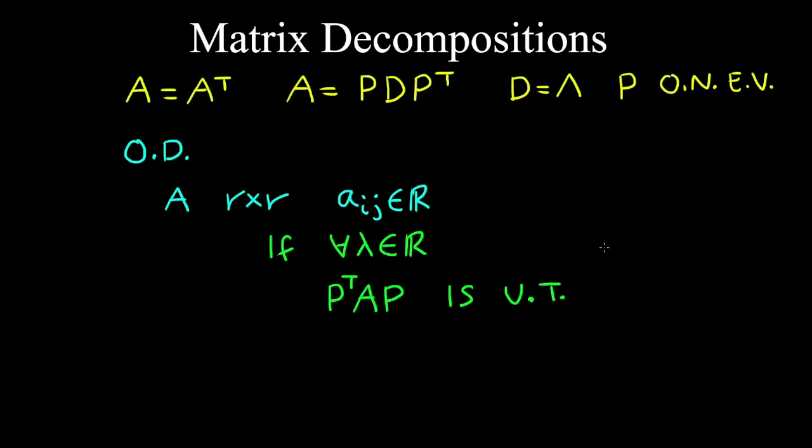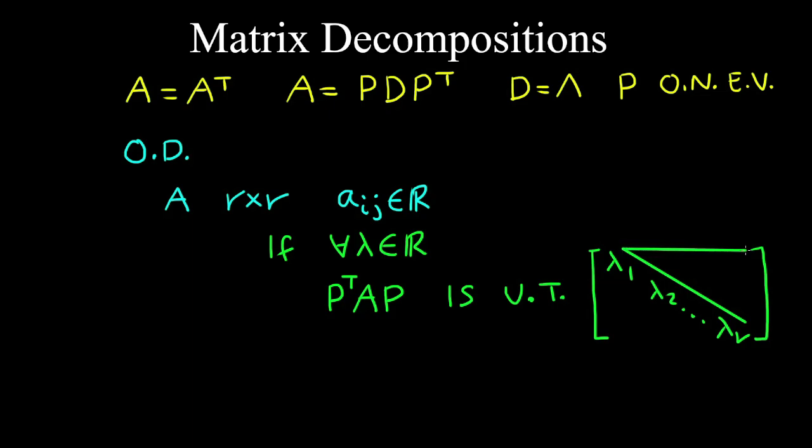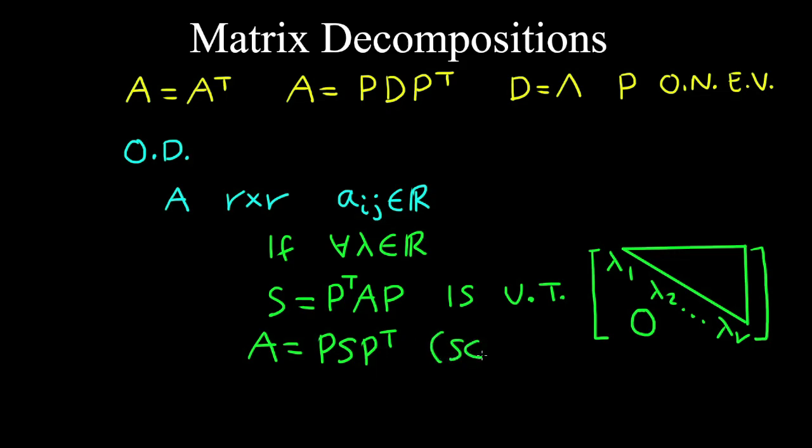And this upper triangular matrix has the eigenvalues on the diagonal and some values above the diagonal and all zeros below the diagonal. So denoting this matrix product as S, then A is equal to P S P transpose, and this is called the Schur decomposition of A.